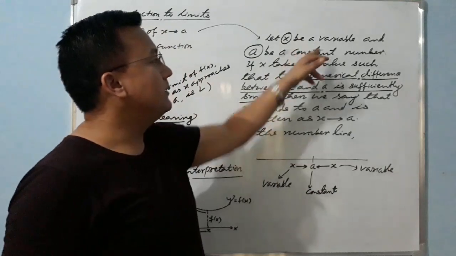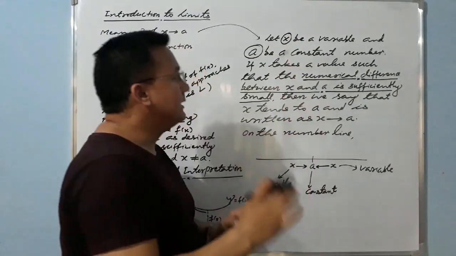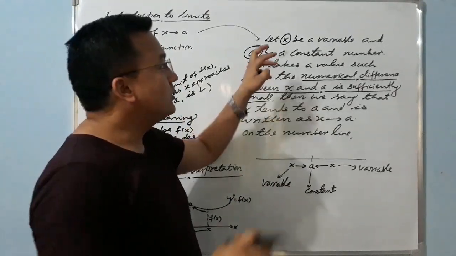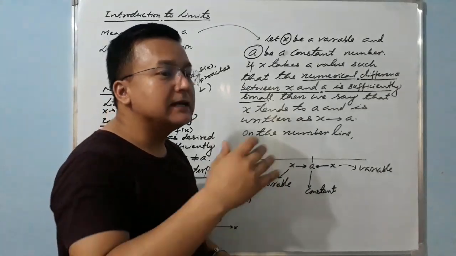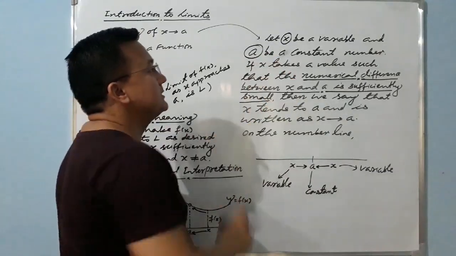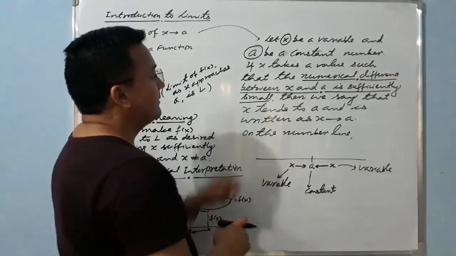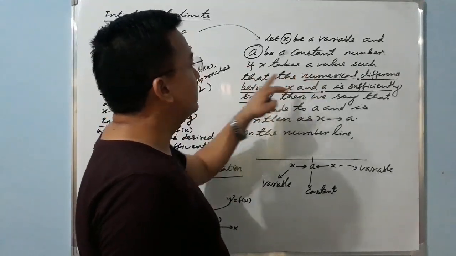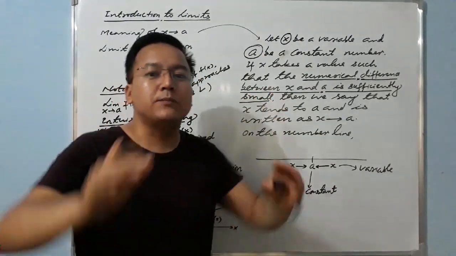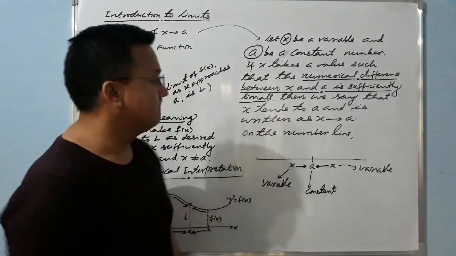Let x be a variable. I have made a circle here. x is a variable, and a is a constant number. So what do we mean by the variable here? x can take up values, right? x can take any value, and a is a constant, fixed number. If x takes a value such that the numerical difference between x and a is sufficiently small, then we say that x tends to a.